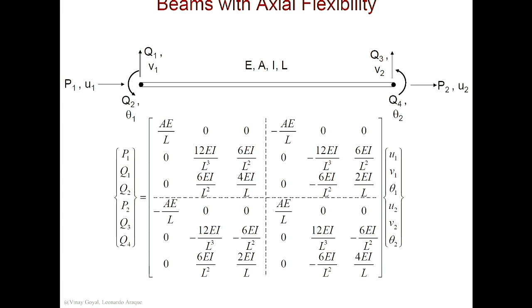Fairly simple, right? All I did was to augment the matrix to include the axial flexibility. Okay? So there's no coupling between beam and bar? In this theory, there's no coupling between vertical displacement and axial displacement. In this theory, I can make it coupled if you want for your final.